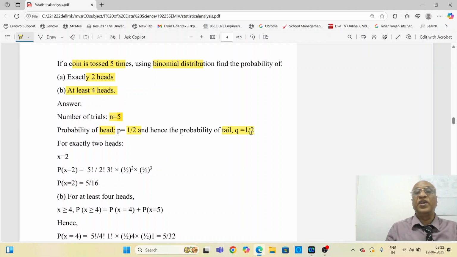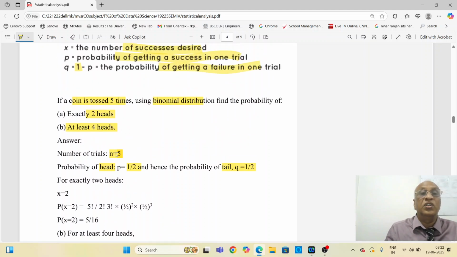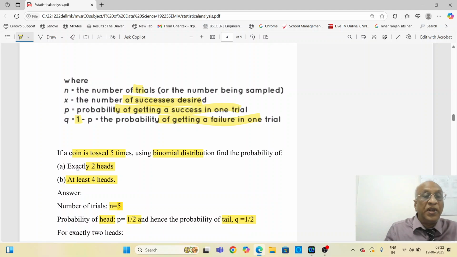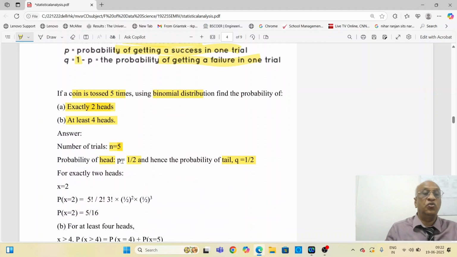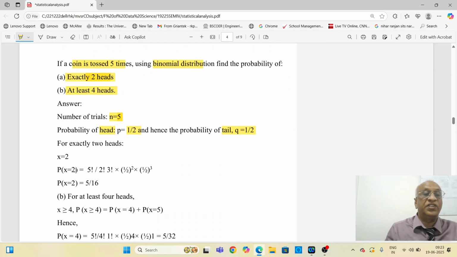What is the probability of tail? That is 50%, 1 by 2. Now, how many heads do I want? Let us look at the problem. Exactly 2 heads I want. So when I want exactly 2 heads, the value of x is equal to 2.